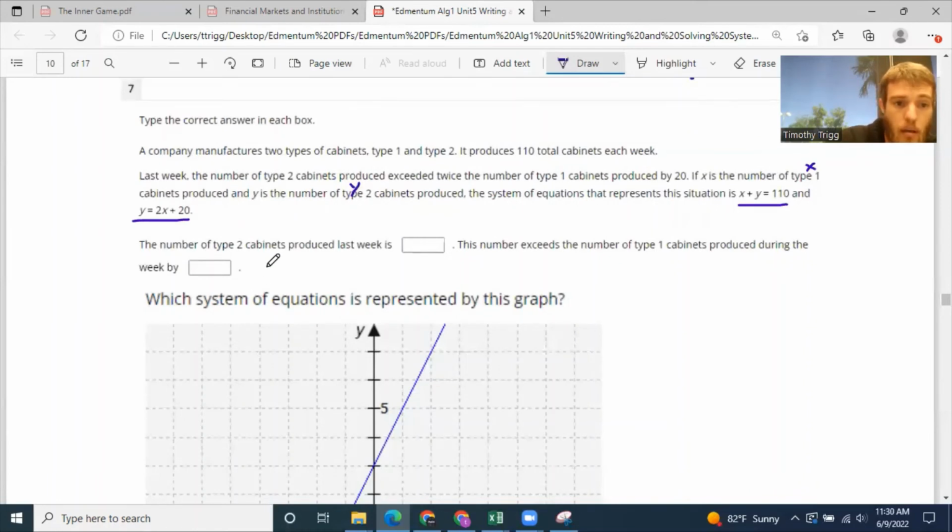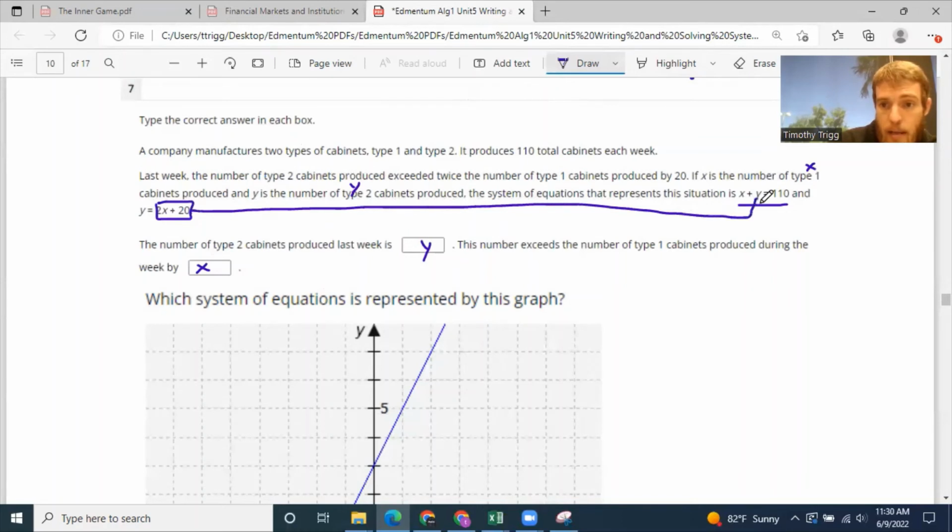Okay, so whatever value you get for y, that'll go here, and whatever value you get for x will go here. Okay, now let's go ahead and use substitution. Fortunately, this one's set up pretty nicely. Notice in this second equation, it says y equals 2x plus 20. So I can take this 2x plus 20 and replace it with y right here. So substitute that in. How would that make this equation look?